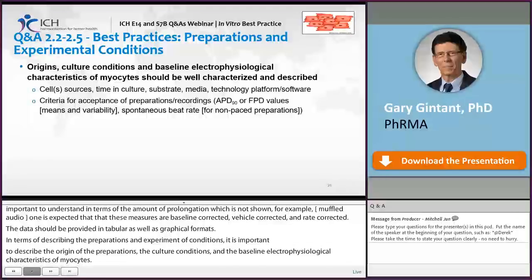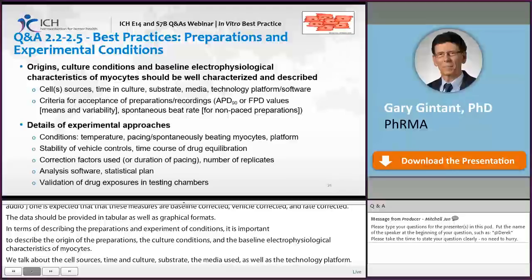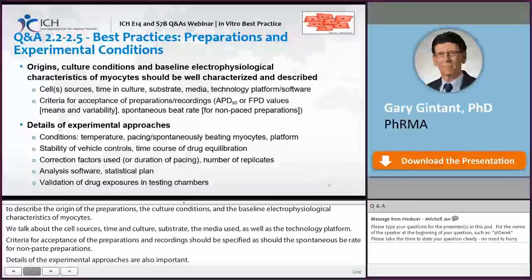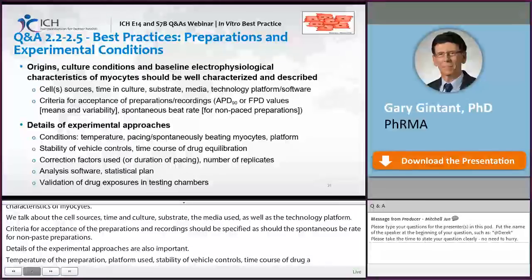The criteria for acceptance of the preparations and recordings should be specified, as should the spontaneous beat rate for non-paced preparations. The details of the experimental approaches are also important: the temperature of the preparations, the platform used, the stability of vehicle controls, the time course of drug equilibration, correction factors that are used for the non-paced preparations, the analysis software used, the statistical plan, as well as validation of drug exposures in the testing chambers.